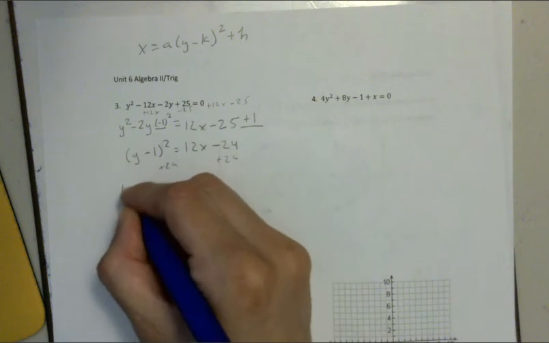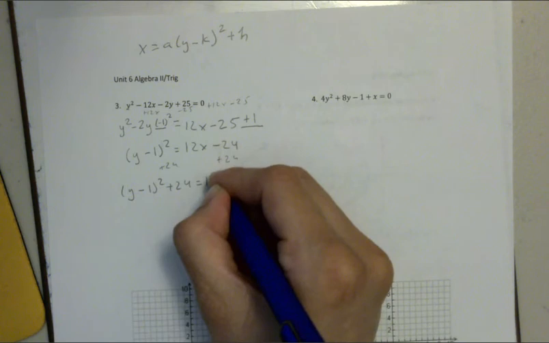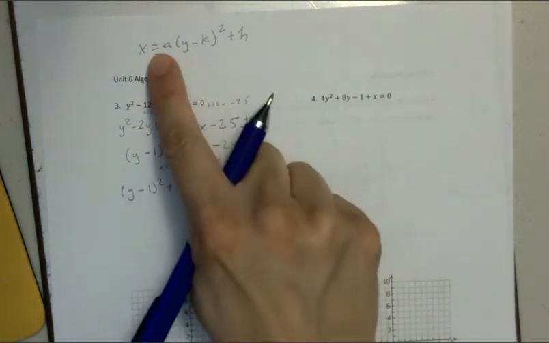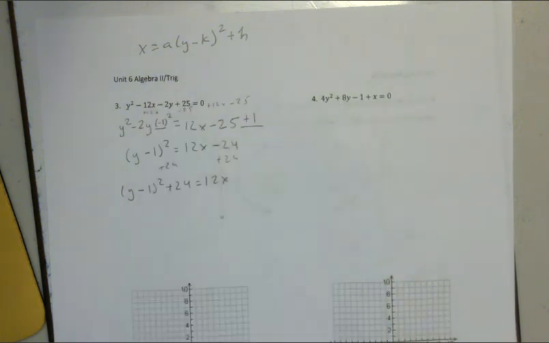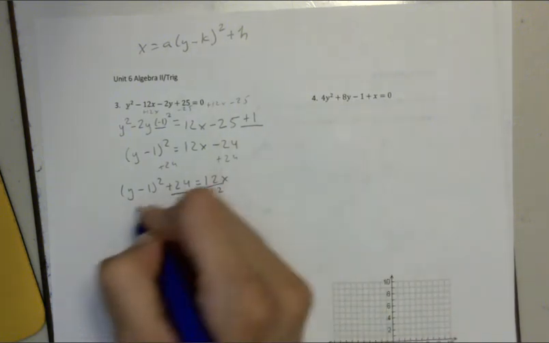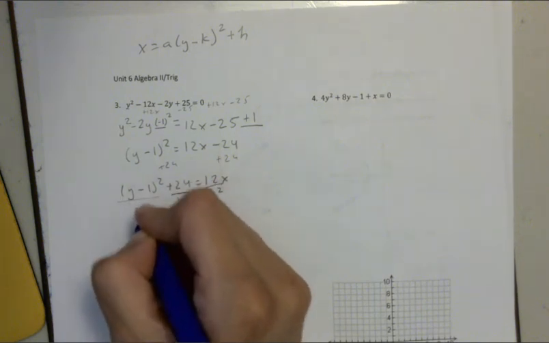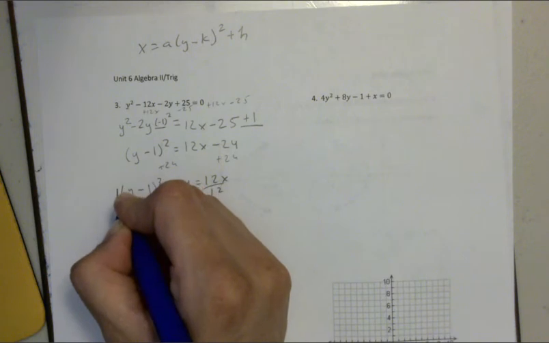So I get (y - 1)^2 + 24 = 12x. But remember, we're trying to isolate x. We want x all by itself, which means now I need to divide all these terms by 12. And yes, I'm dividing this by 12, but remember, there's an implied 1 in front of here.